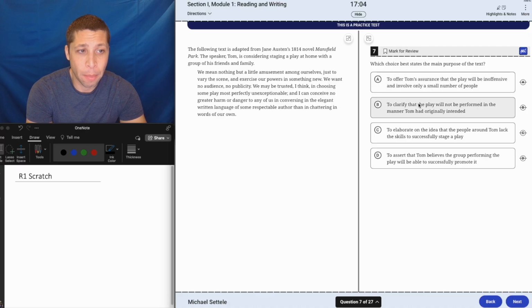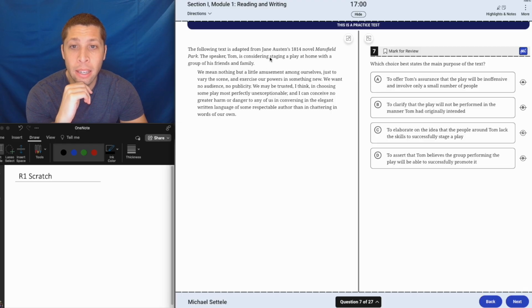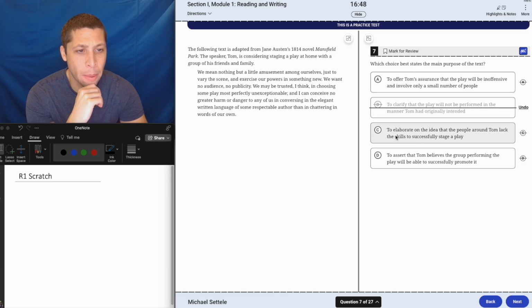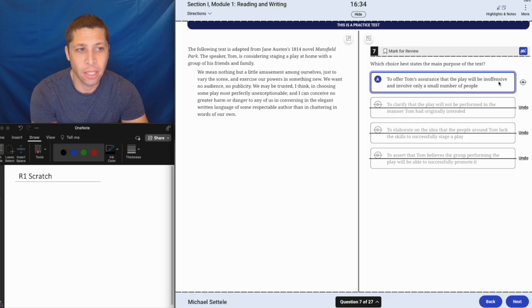To clarify, the play will not be performed in the manner Tom had originally intended. Well, how did he originally intend it? He intended it with his friends and family. And it seems to be saying that still. So it seems like he's doing it as intended. To elaborate on the idea that the people around Tom lack the skills to... No, this is so negative. No, this is not a negative passage. To assert that Tom believes the group performing the play will be able to successfully promote it. No, they don't want to promote it. They want it to be small. So I guess it's inoffensive. Inoffensive maybe matches with unexceptionable.